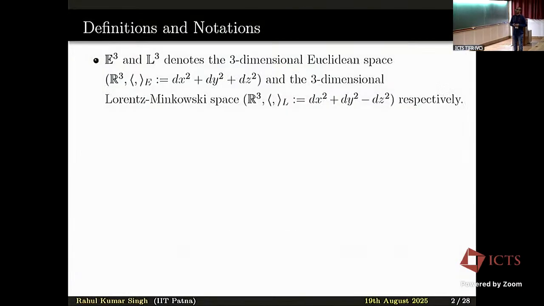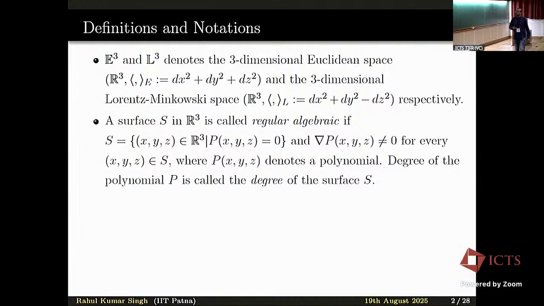Okay. So E3 will always denote the three-dimensional Euclidean space. This is the metric, and L3 means this R3 with this metric. There is a minus over here. Now, what is a regular algebraic surface in R3? We say a surface S is algebraic in R3 if it can be seen as a zero set of some polynomial, and also with an extra condition.